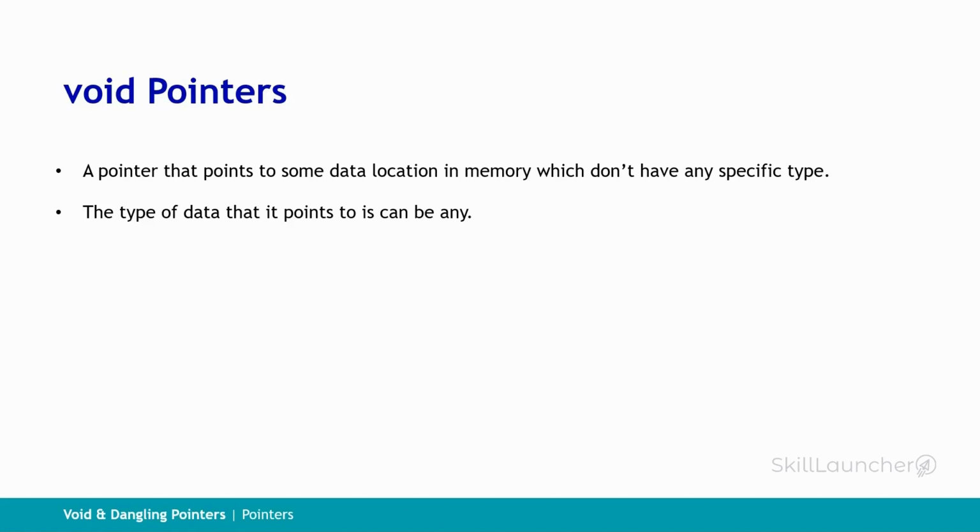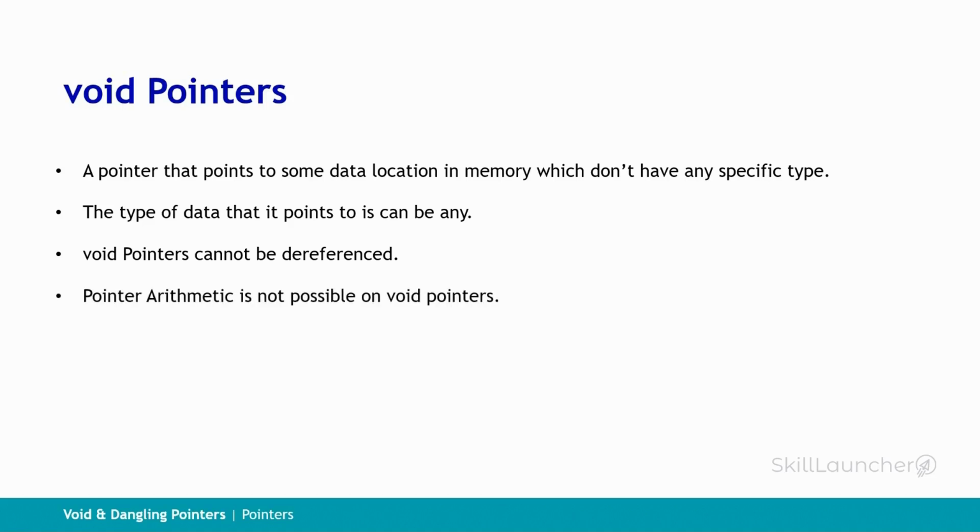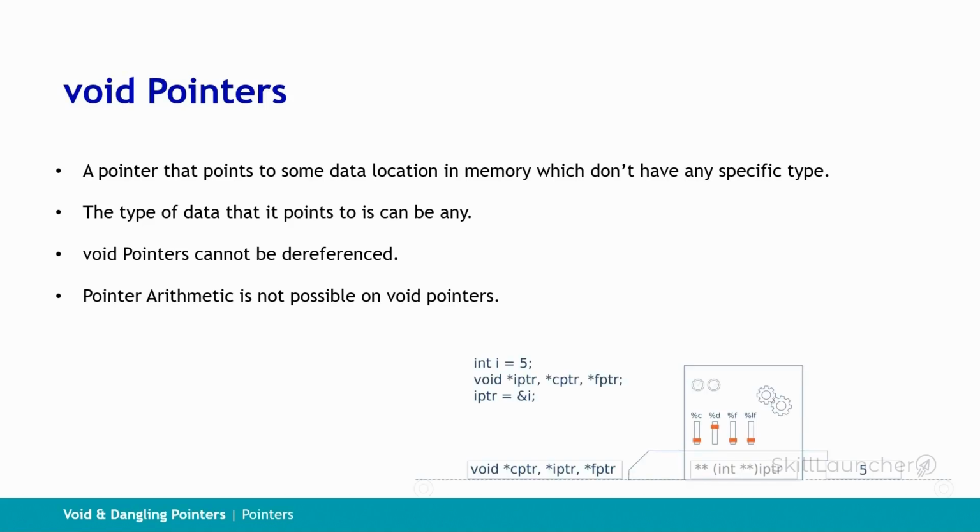One important point is, void pointers cannot be dereferenced. It can however be done by typecasting the void pointer. Pointer arithmetic is not possible on void pointers, as they lack a concrete value and thus size. Now let us look at an example for a void pointer.